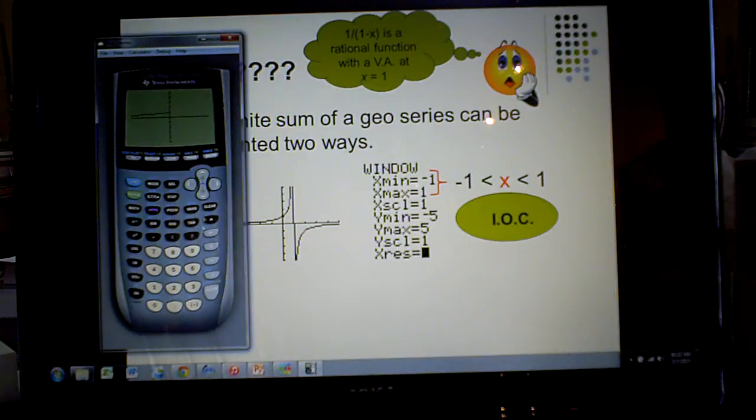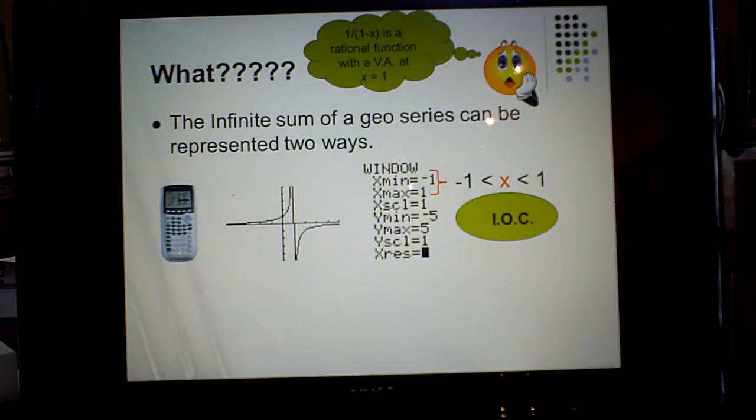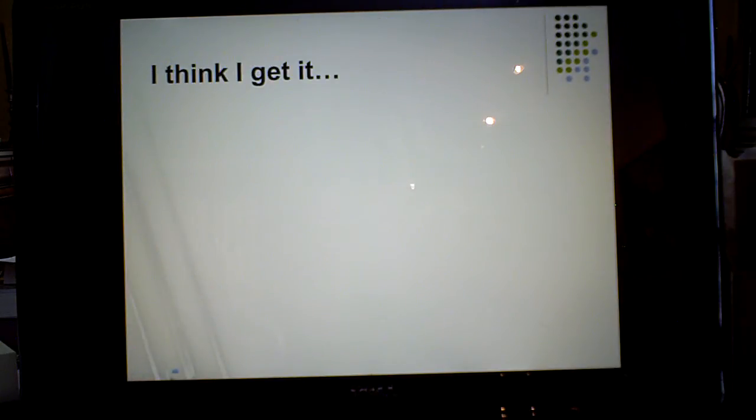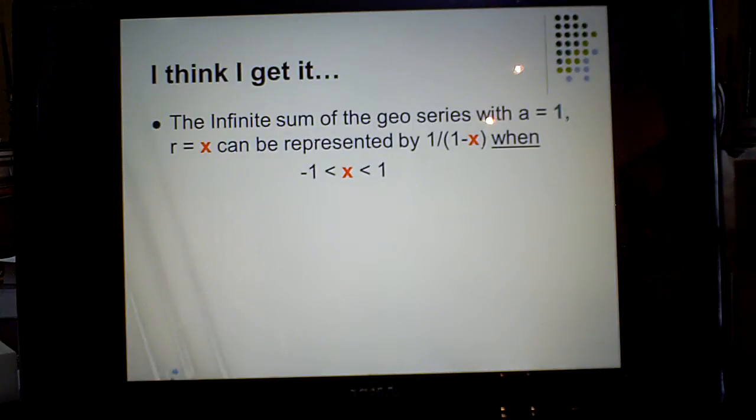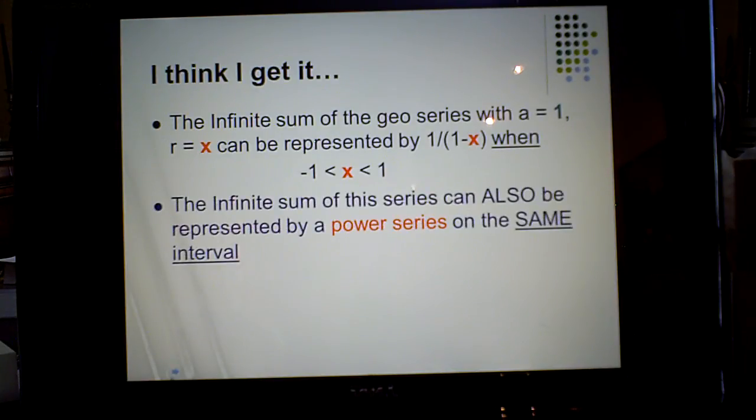So there's the cubic. Again, there's the rational function. Now watch, the cubic will come from under, right, because of cubic behavior with a positive leading coefficient. Again, the more and more terms that you add, as long as you stay from negative 1 to 1, the finite power series will get closer and closer. And the infinite series is, of course, exactly the rational function on that interval. So the infinite sum that we've been working with, the geometric series with a equal to 1 and r equal to x, can be represented by the rational function as long as you stay between negative 1 and 1.